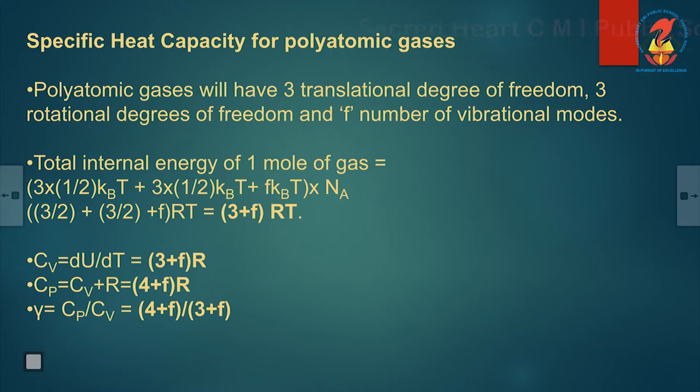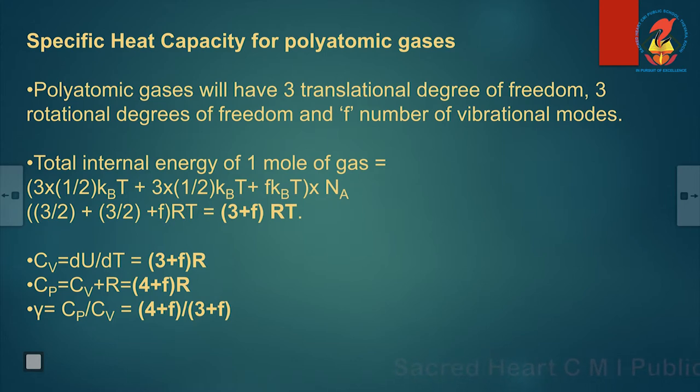that into Avogadro number. So here it is 3 by 2 plus 3 by 2 and here it is F. kB I am taking everything outside. Okay, kB I take outside, so kB into Na is R, that is how I got R. So the remaining thing is 3 by 2 plus 3 by 2 plus F into RT. Therefore (3 plus F) RT, that is the equation.